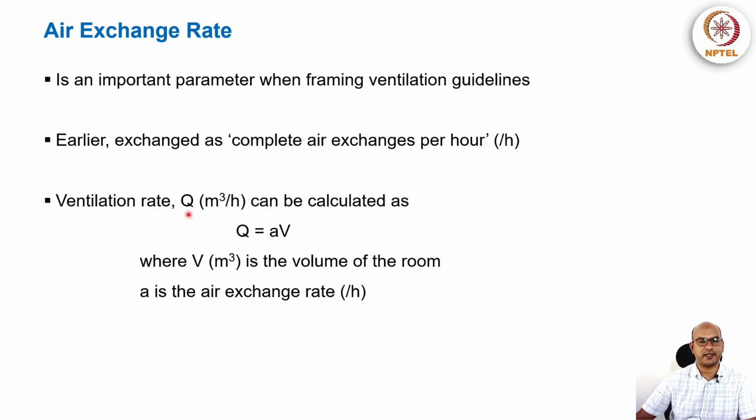Mathematically, your ventilation rate, which is volume per hour, can be calculated as Q equal to A times V, where V is the volume of the room and A is the air exchange rate or a rate constant. Basically, what will be the volume that will be exchanged per hour? What is the fraction of volume V of the room exchanged per hour? Is it half of the volume exchanged per hour, or the full volume is exchanged, which means complete flushing per hour? So A times V will give us the meter cube per hour ventilation rate.